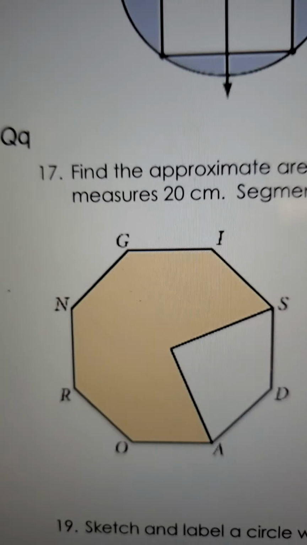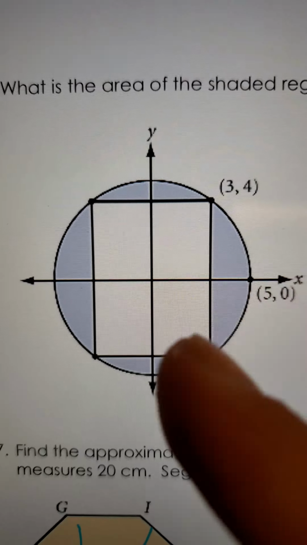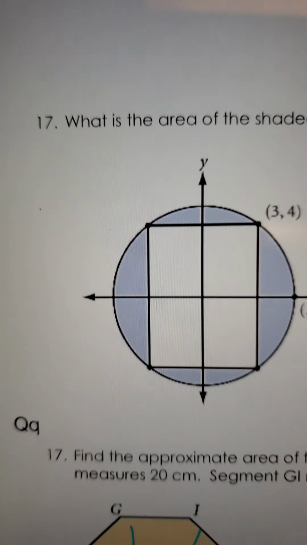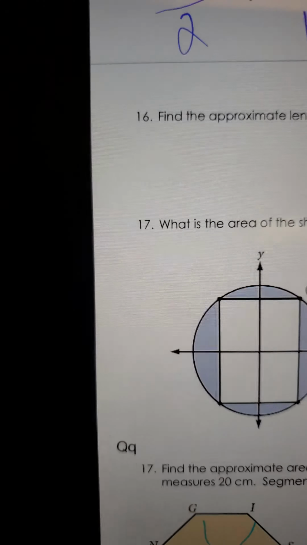And right here is a different question, but it's basically the same thing. You just find the area of the circle, subtract the rectangle in the middle, and that's it.